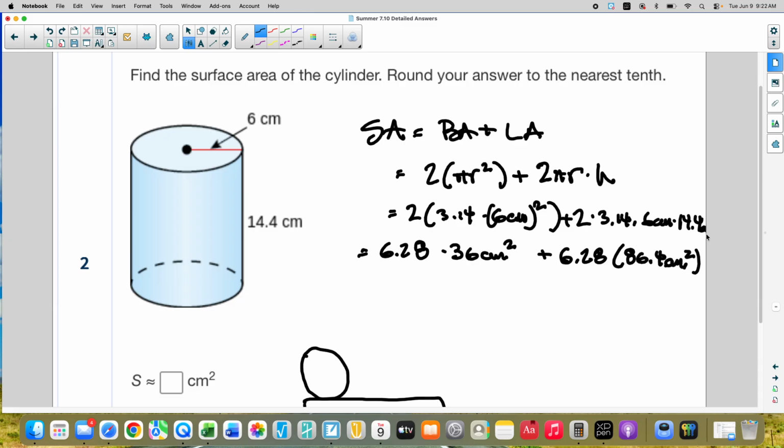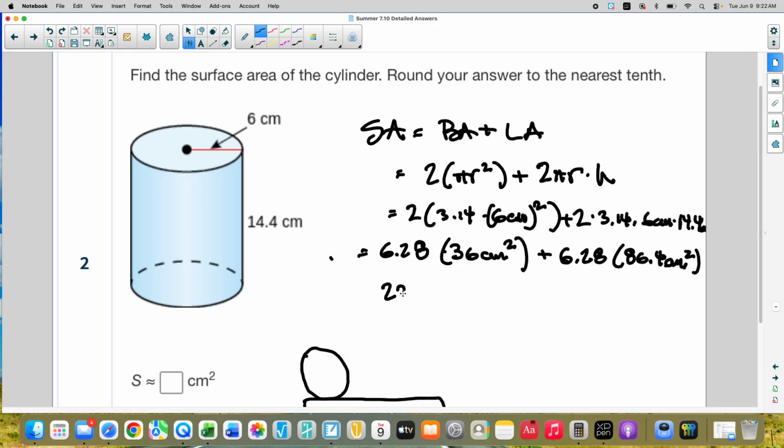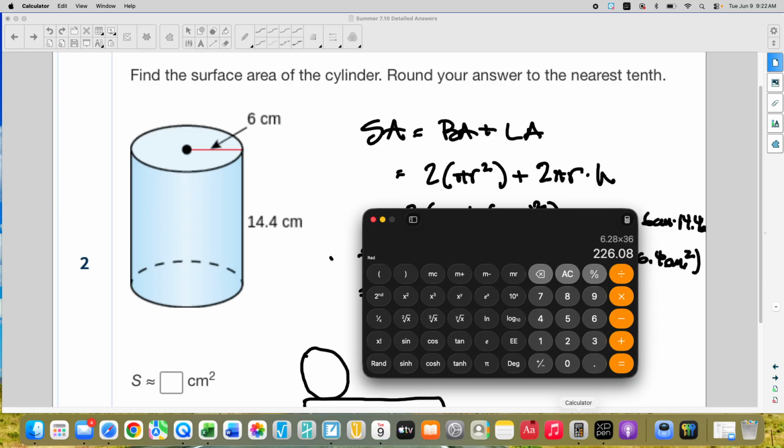And now we can put parentheses there. We have 6.28 times 36, which gives you 226.08 centimeters squared, and 6.28 times 86.4.